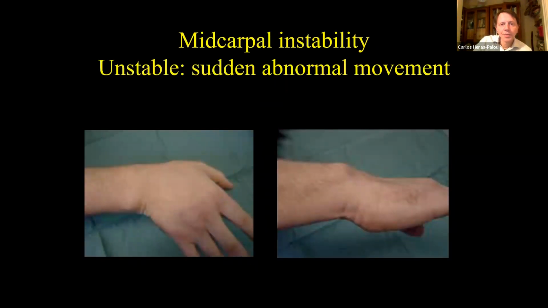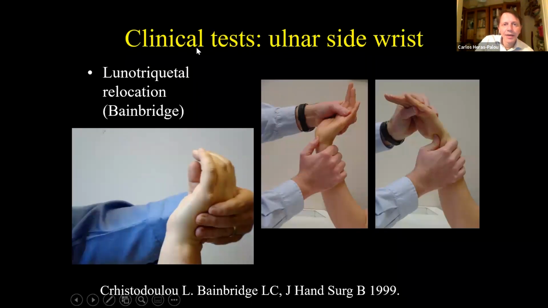So before we go any further, again, I'm going to give Alex and Marc an option to give us their benefit. Which tests do you use to diagnose luno-triquetral instability, or what are your favorite ones? Marc, you want to start on that one?